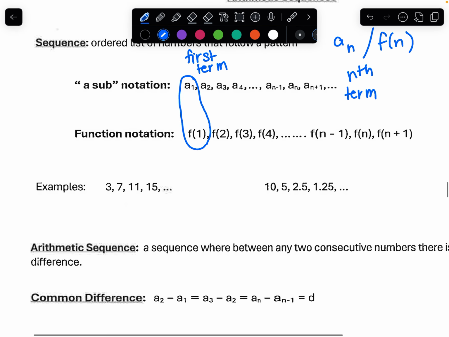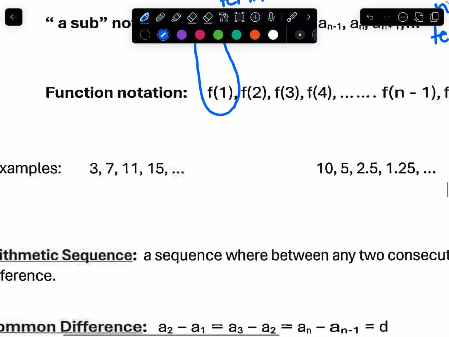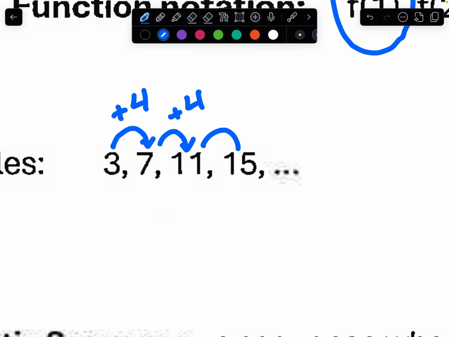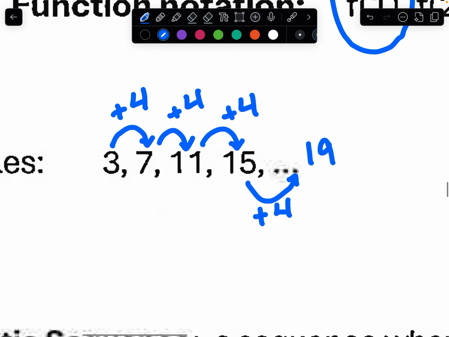Some examples of sequences are these below. For this one, we see we add 4 every single time to get to the next number. And if we followed that pattern, the next number would be 19.